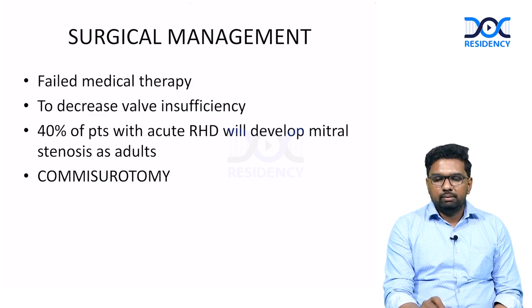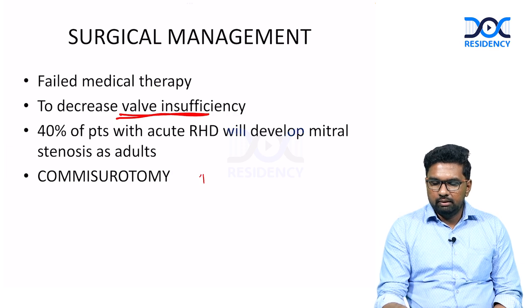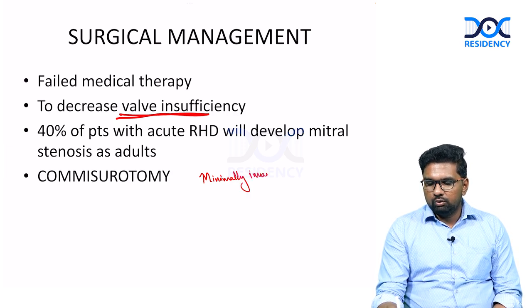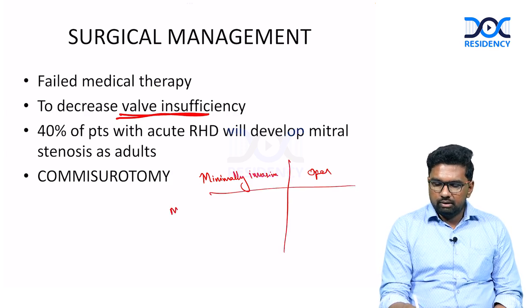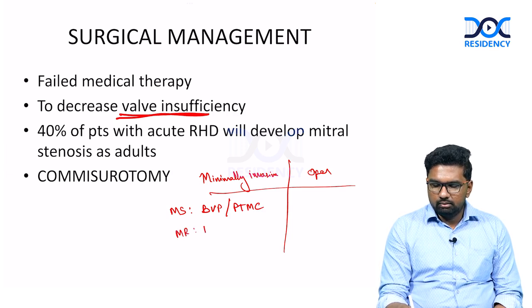Coming to the surgical management, it is indicated when there is a valve insufficiency. When there is a valve insufficiency, we are supposed to go with surgical measures. This can be done either as a minimally invasive technique or as an open procedure. For mitral stenosis, in case of minimally invasive, we should go for balloon valvuloplasty or percutaneous transluminal mitral commissurotomy. In mitral reconstruction, you go for MitraClip.